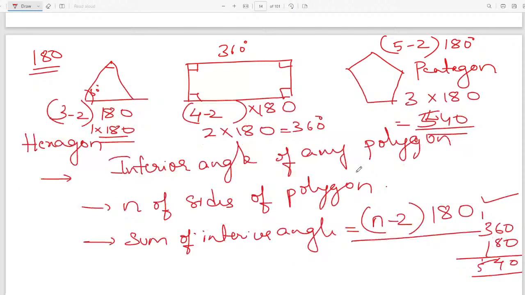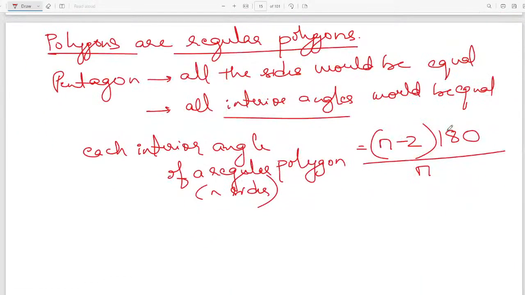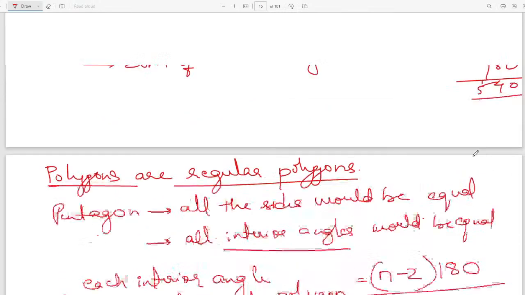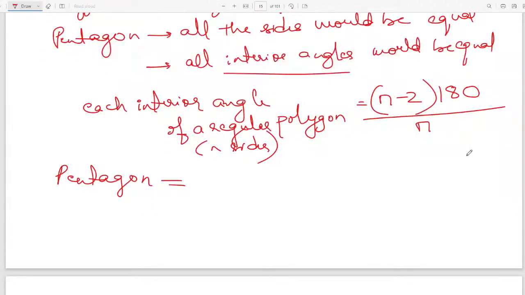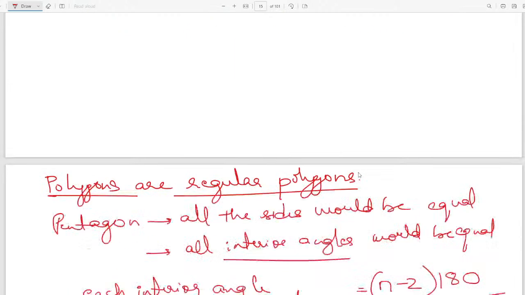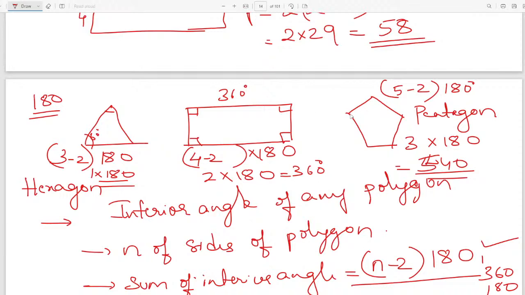And for a pentagon, we have calculated the sum of the interior angles as 540. So each interior angle would be 540 divided by 5. This is 108. Each interior angle here, this angle, would be 108. So all these angles would be 108.